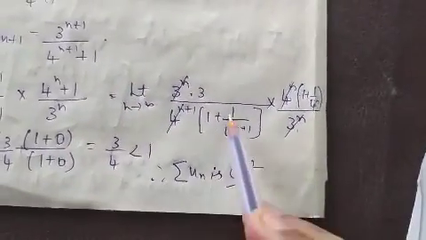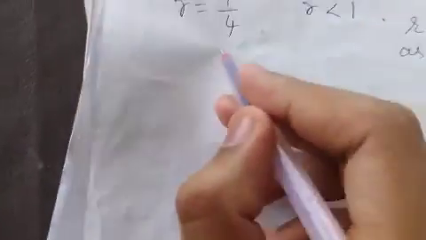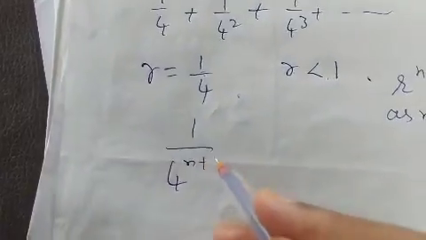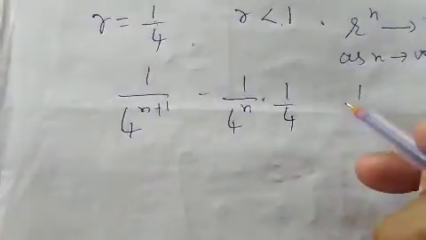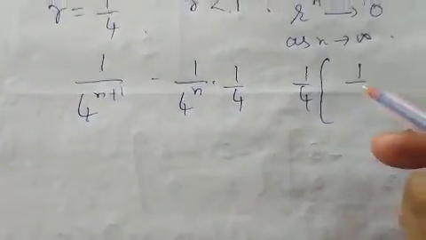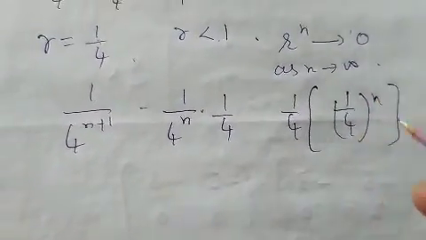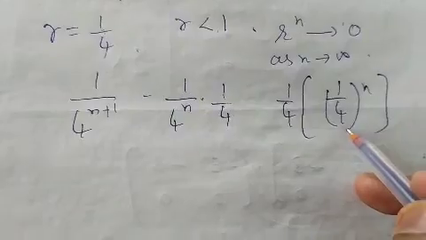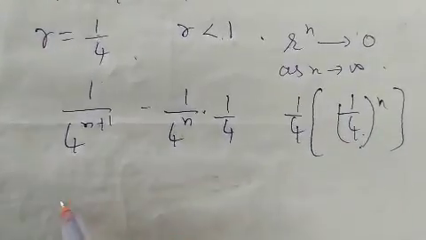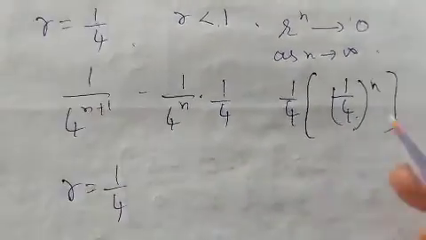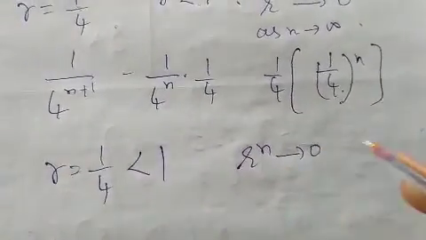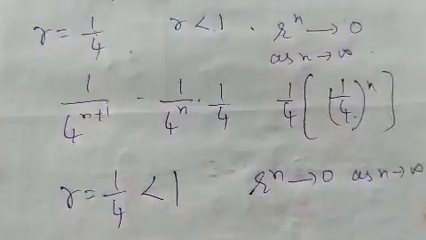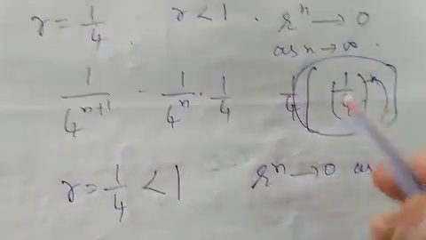Again, similarly, the same way, what do you have? 1 by 4 power n plus 1. This can be written as 1 by 4 power n into 1 by 4. Keep 1 by 4 as it is outside. Again 1 by 4 power n is a geometric series. And what is the common ratio? Common ratio is 1 by 4, which is strictly less than 1. So r power n tends to 0 as n tends to infinity. So this term will tend to 0. 0 into 1 by 4 is nothing but again 0.